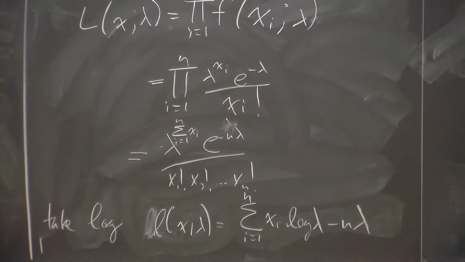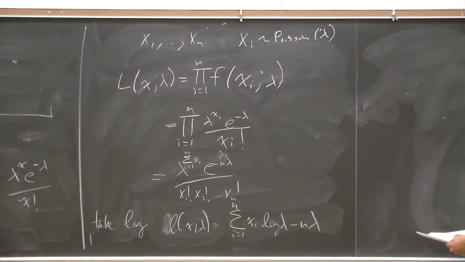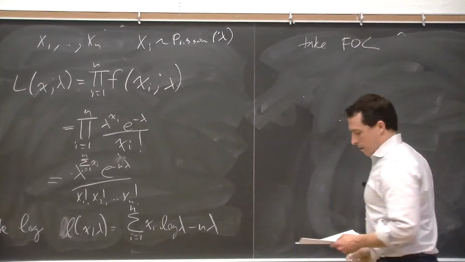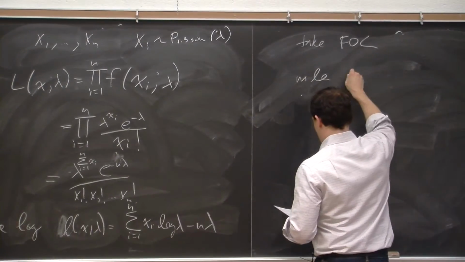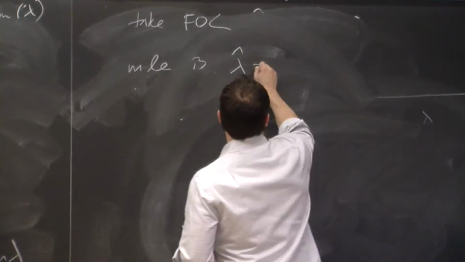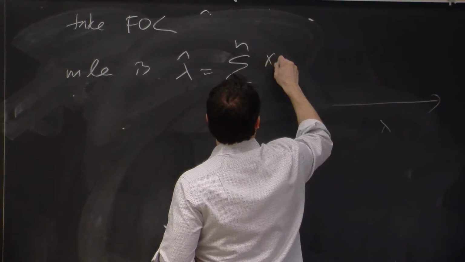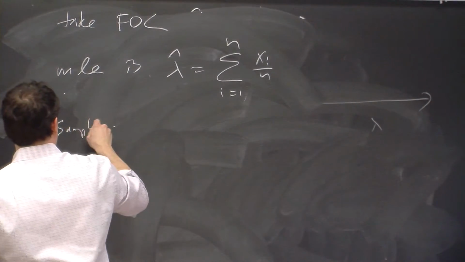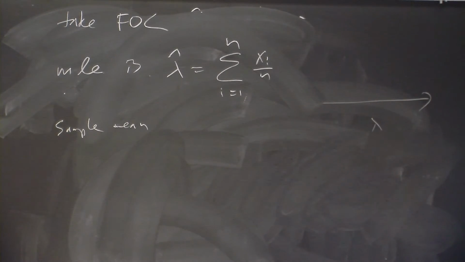Taking the derivative, shockingly, we're trying to estimate the parameter lambda, and the maximum is the sample mean. So the number of observations divided by the number of periods that we looked at.